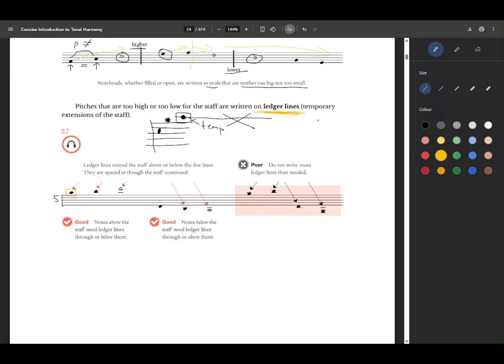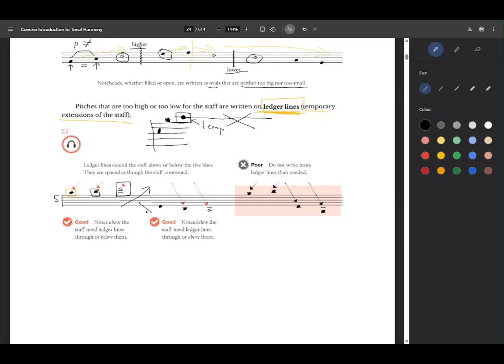So ledger line: a temporary extension of the staff. That's a very important term to memorize here, ledger line. We'll learn how to use those very effectively very soon. As well as going on the lines, they can also sit above the lines, as we see here. And we can also have more than one line to extend above, as we see here. These are all going up in pitch, as we discussed earlier.